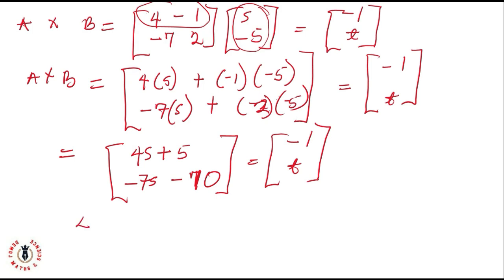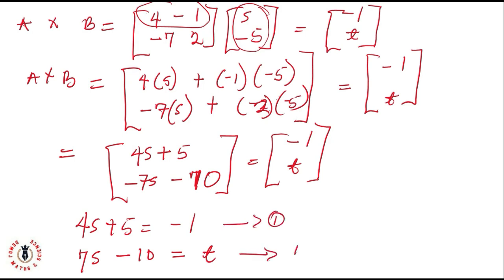Now I can pick two different equations from here. The first equation is the first row, that's 4S plus 5 is equal to minus 1. The second equation is the second row that says minus 7S minus 10 is equal to T. Let's call this equation 1 and let's call this equation 2.